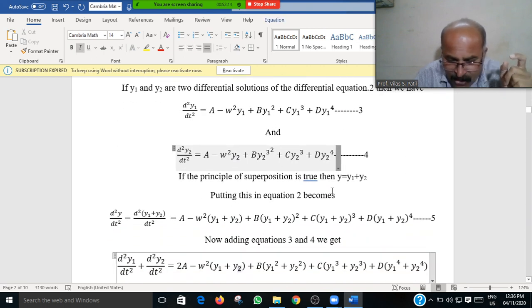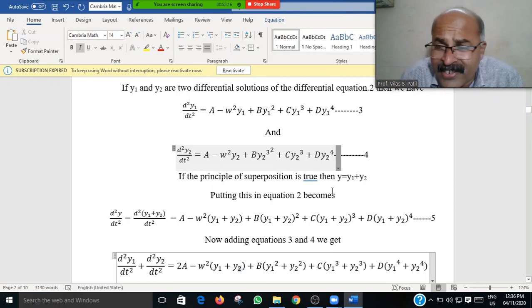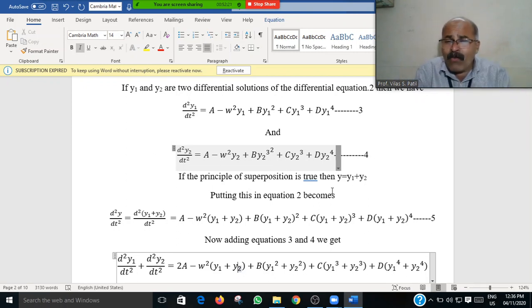If the principle of superposition is true, what is the statement of the superposition principle? It says that if y1 and y2 are two solutions, then the resultant, that is, if we take the addition of these two solutions, the resultant of these two solutions is also true. And if I say y is equal to y1 plus y2, then this relation will also be true for y. This equation is also true for y is equal to y1 plus y2.